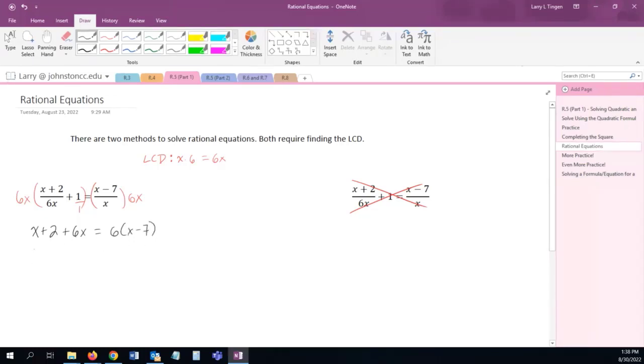Do the math on the right. On the left, combine like terms. x plus 6x is 7x. On the right, distribute: 6x minus 42.